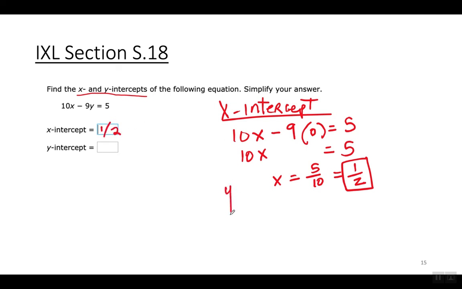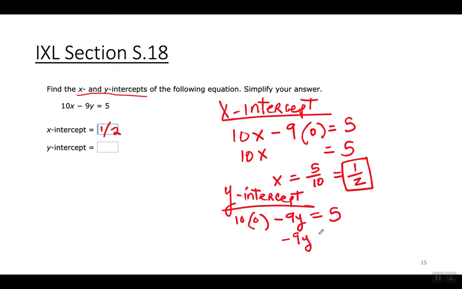And then to find the Y-intercept, I'm going to make X equal to 0 and solve for Y. So negative 9Y equals 5. So Y equals negative 5 divided by 9, or negative 5 over 9.